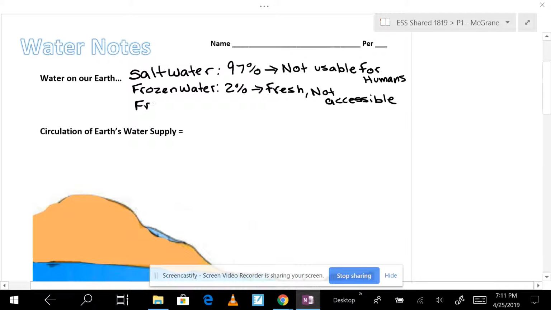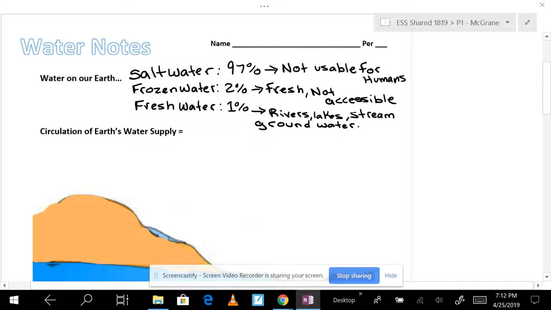Okay, and then the last is our fresh available water. This fresh available water is 1% of all the water that we have, and we have water in things like our rivers and our lakes, our streams, and this is what makes up also our groundwater. This is where we get our aquifers, like we did the other day in the lab.